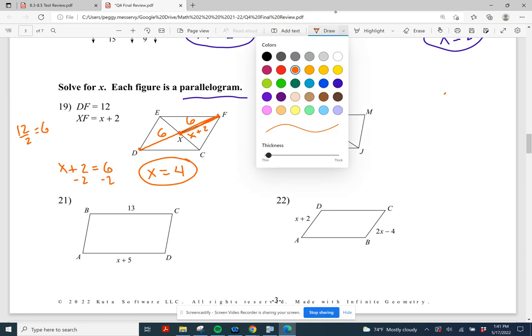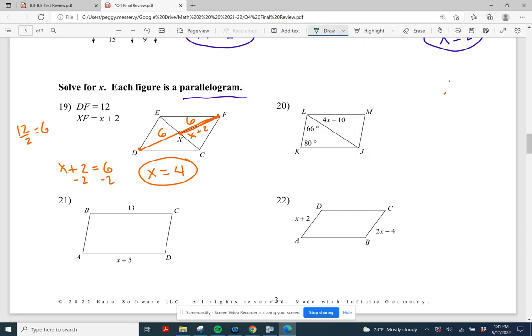Next question. We're going to take a look at this parallelogram that has a diagonal drawn. That diagonal right there cuts through these parallel lines and creates an angle here that's equal to an alternate interior angle right there. Those alternate interior angles are congruent. So what I can do is label this angle as 4x minus 10. Now this is not the only way to do the problem. There are other ways. This is just one way.